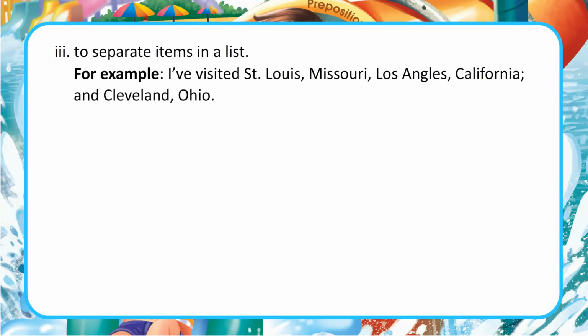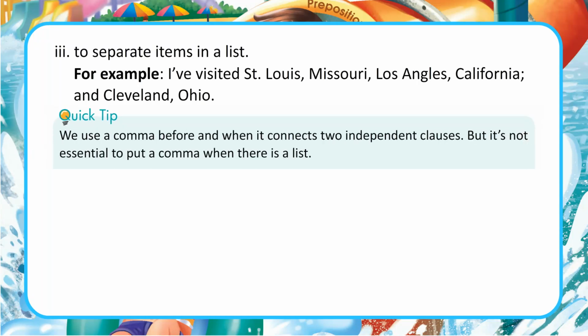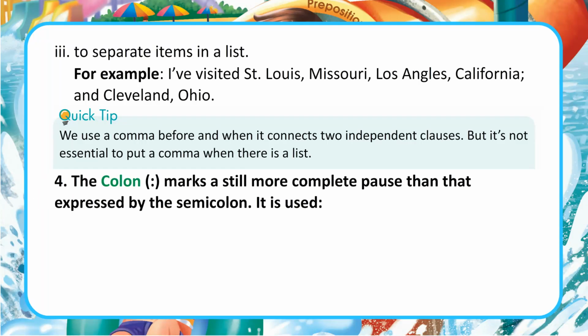3. To separate items in a list. For example, I've visited St. Louis, Missouri; Los Angeles, California; and Cleveland, Ohio. Quick tip. We use a comma before and when it connects two independent clauses, but it's not essential to put a comma when there's a list.